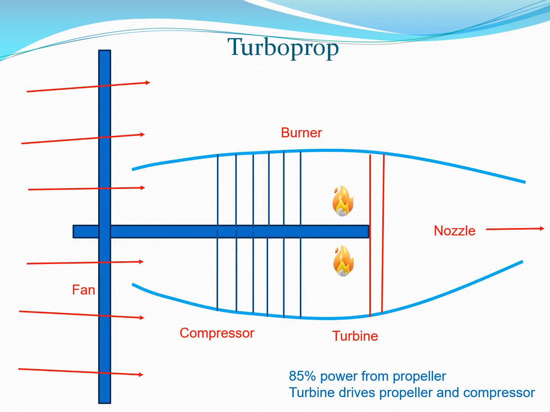Now, one more derivative of this turbofan concept, if you extend it further, is the turboprop. In that case, you no longer have a shroud; instead, you have a pretty big propeller. And this propeller acts just like a typical propeller. It is accelerating a relatively large mass of air and throwing it backward here. In most turboprops, 85% of the power is generated by this propeller, and the turbine in this case drives both the propeller and the compressor.